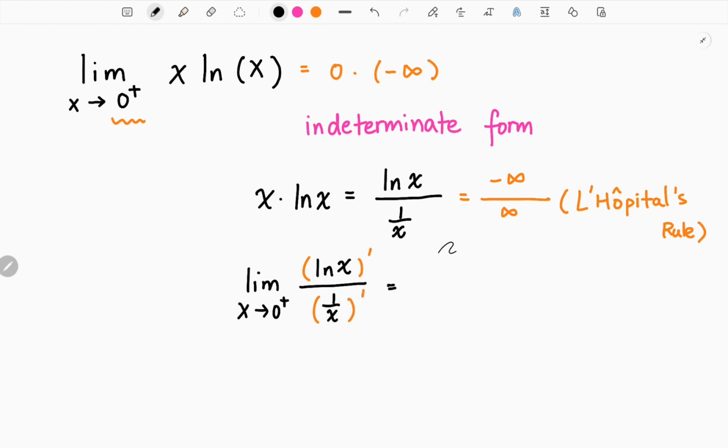and we get 1 over x over minus 1 over x squared. To simplify the function, we would get negative, and then both on top and bottom times x squared, we would get negative x. And we know x approaches 0, so negative x is also going to be 0.